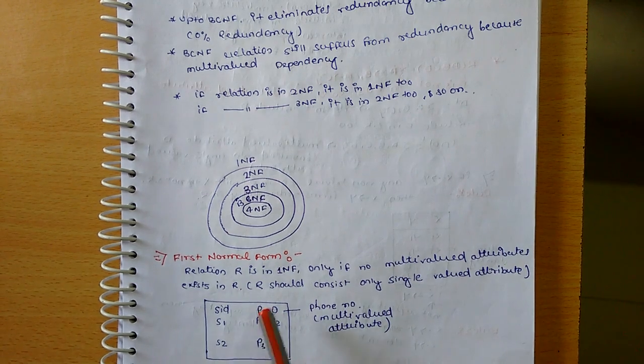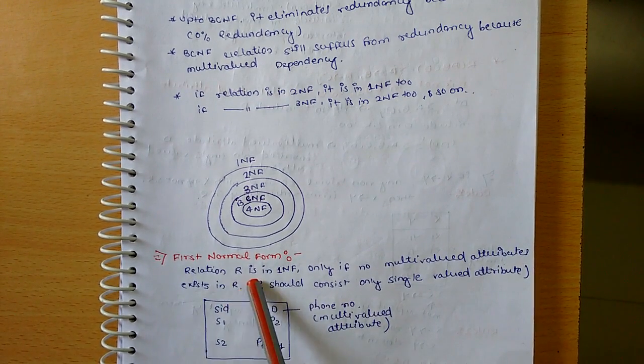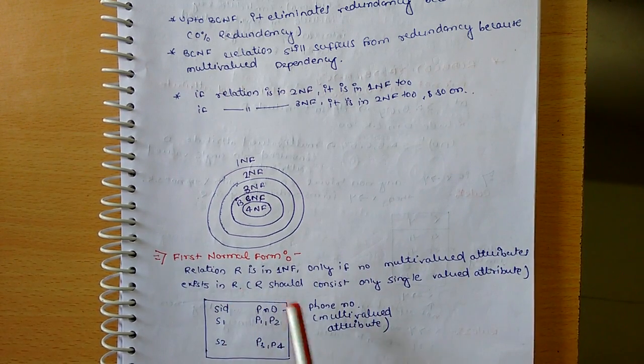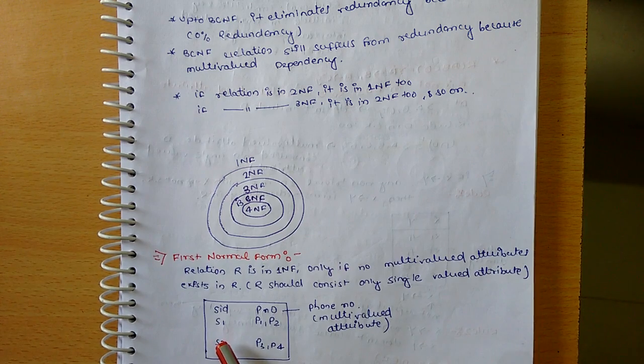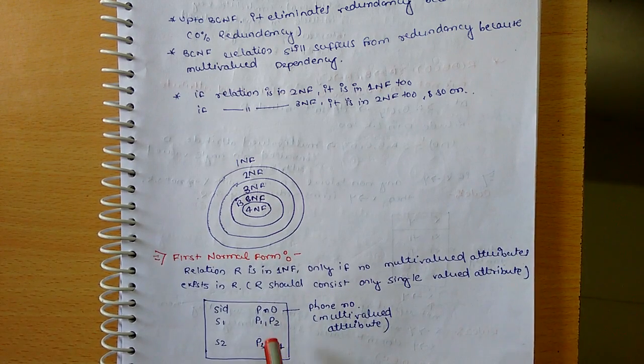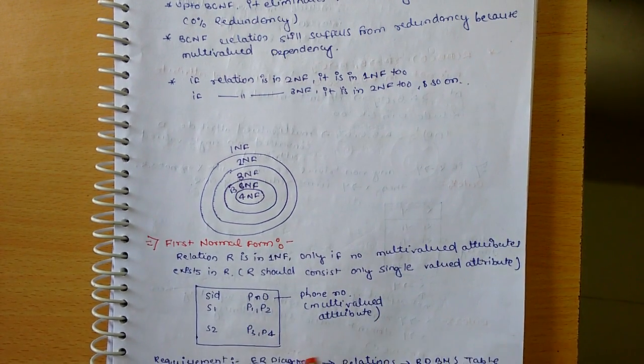So first normal form. A relation R is in first NF only if no multi-valued attributes exist in relation R. R should consist only of single-valued attributes. We have been given a relation here with two attributes, SID and phone number. We can see there are two tuples and phone number contains more than one value. This is called a multi-valued attribute, which is not allowed in first normal form.